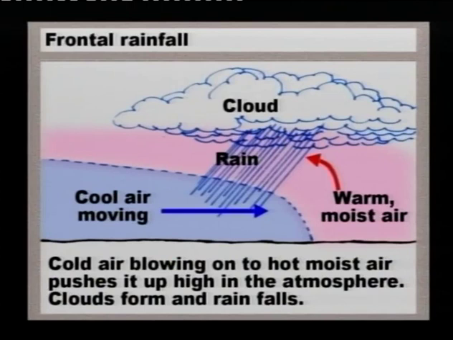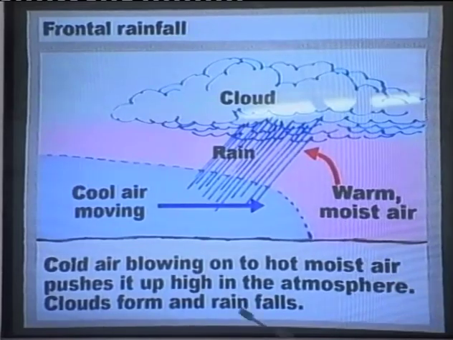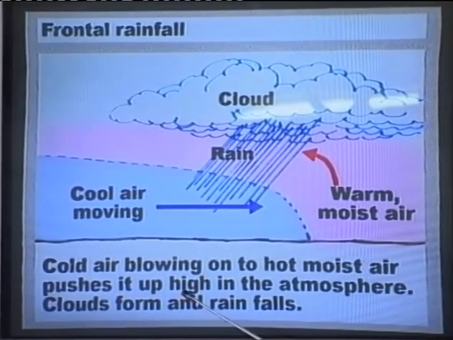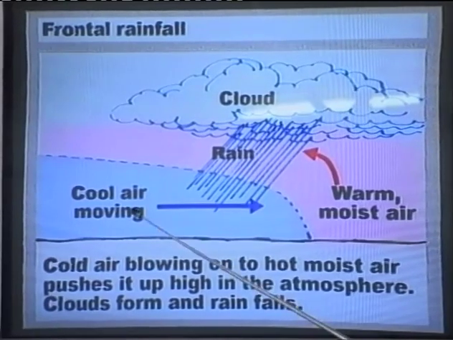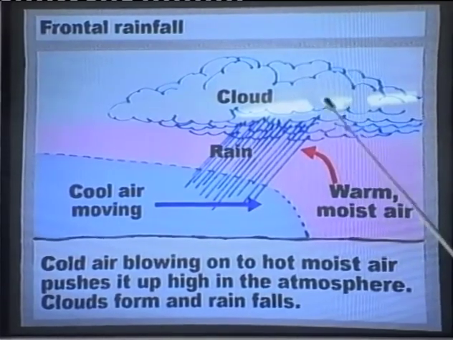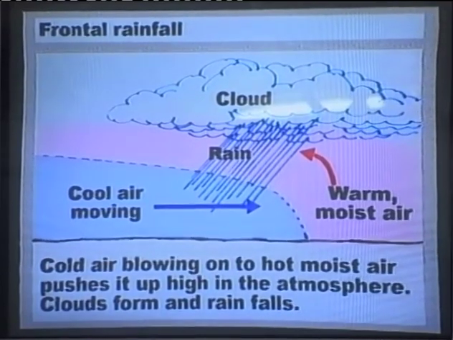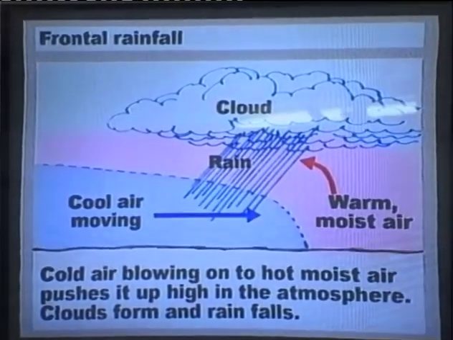We have the next diagram of, again, the same frontal rainfall. From the diagram here, the same principle occurs. Cold air blows onto the warm, moist air and pushes it up in the atmosphere, cloud is formed, and rain falls. So cool air moves in, warm air rises, and as it rises, it forms condensation, and rainfall is the result.